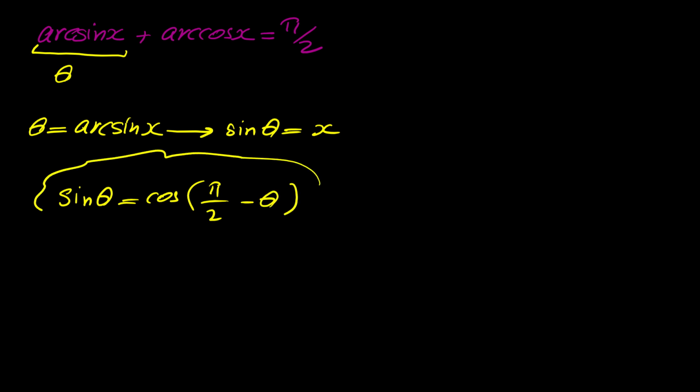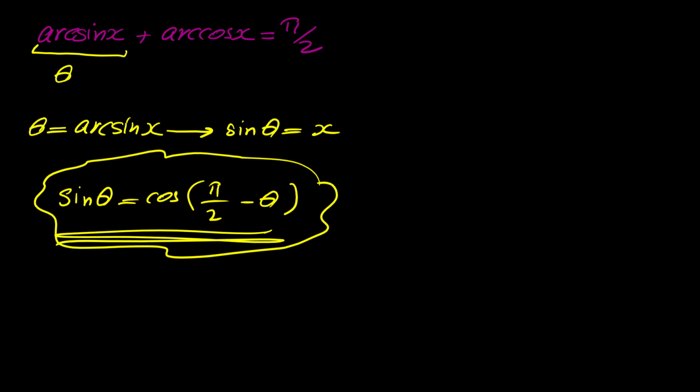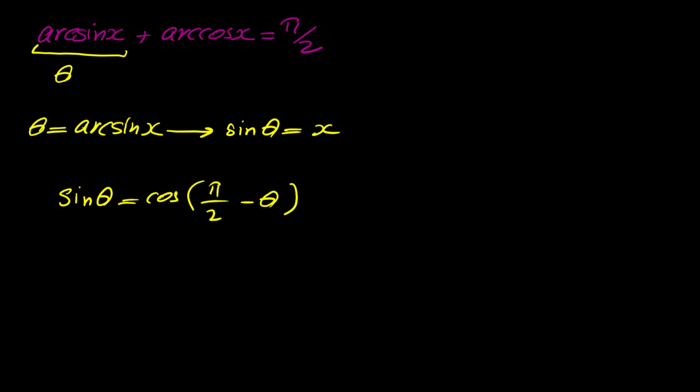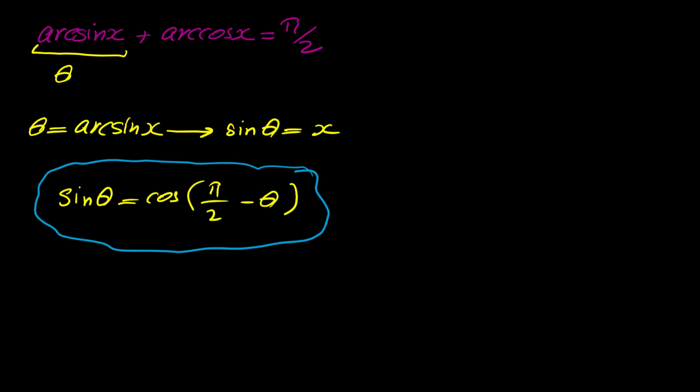If you don't know this relation, or if you don't remember it, or you want to see a proof of it, at the end of this proof I will show you the proof of this relation. But for now, accept this relation from me, and at the end I will show you the reason for it. So we have this relation between sine and cosine. Sine of theta is the same as cosine of pi over 2 minus theta.